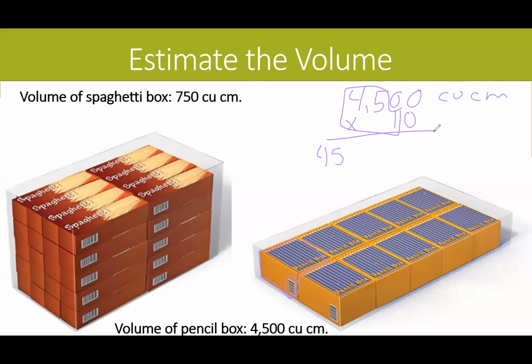Now let's talk about the powers of 10 that we're dealing with. 45, I have 1, 2 powers of 10. And here is the third power of 10. 1, 2, 3. So the answer is 45,000 cubic centimeters. Awesome. All right.